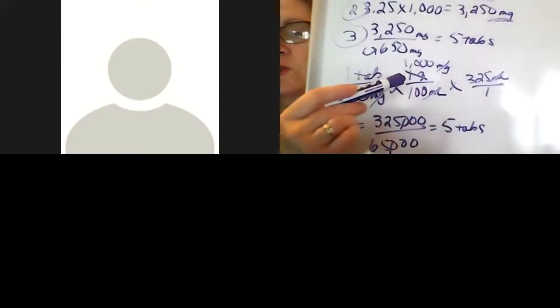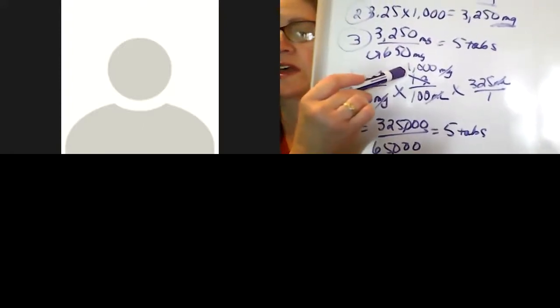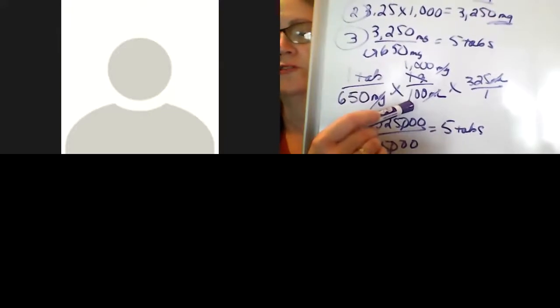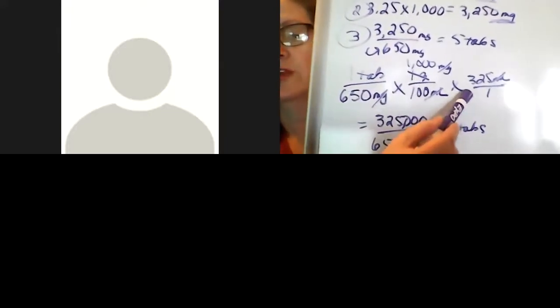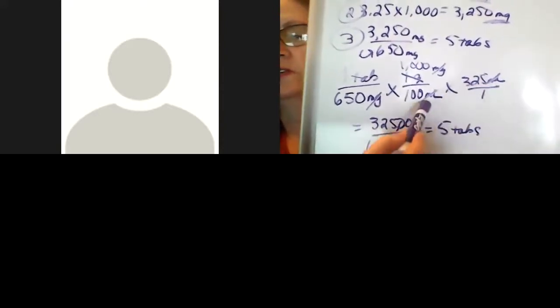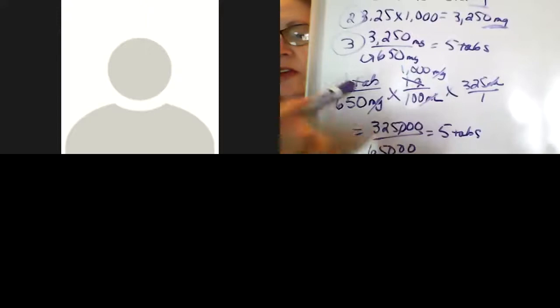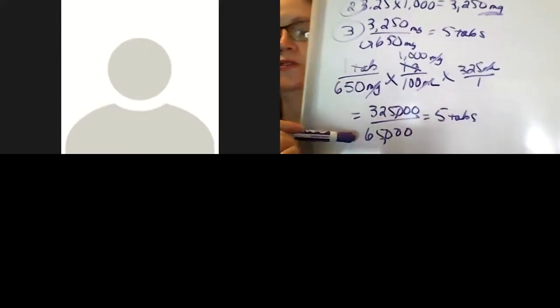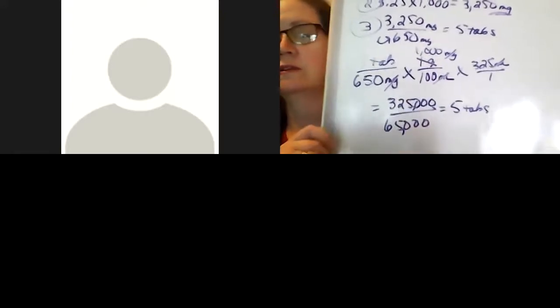And then if we're doing this using dimensional analysis, we start with how many tablets do we need? 1 tablet is 650 milligrams. A 1% solution is 1 gram over 100 milliliters, but we're going to convert it to milligrams: 1,000 milligrams over 100 milliliters, and we want 325 milliliters total. If you set it up this way, the milliliters cancel, the milligrams cancel, and you're left with tablets. When you multiply across the top and the bottom and then divide, you get 5 tablets.